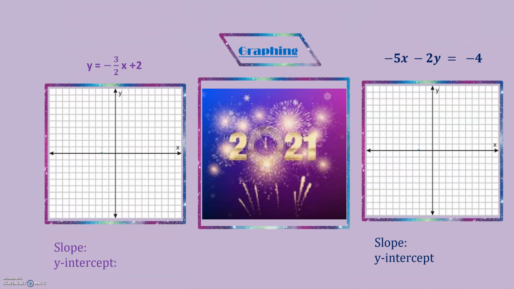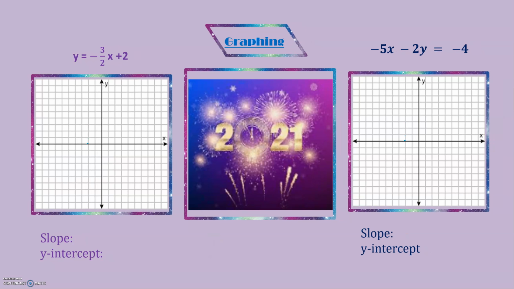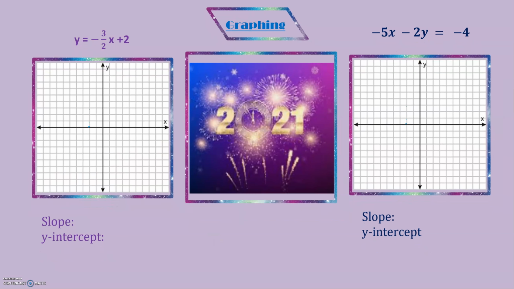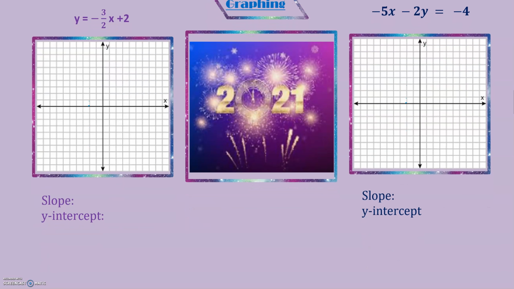We're now going to graph. We need to remember how to graph from these. So in order to do that, it's nice to know what the slope is and the y-intercept is. This is why we did that before we went back into graphing. In this first one here, y equals negative 3/2 x plus 2, we know that it's already in that y equals mx plus b form. It's in our slope-intercept form.